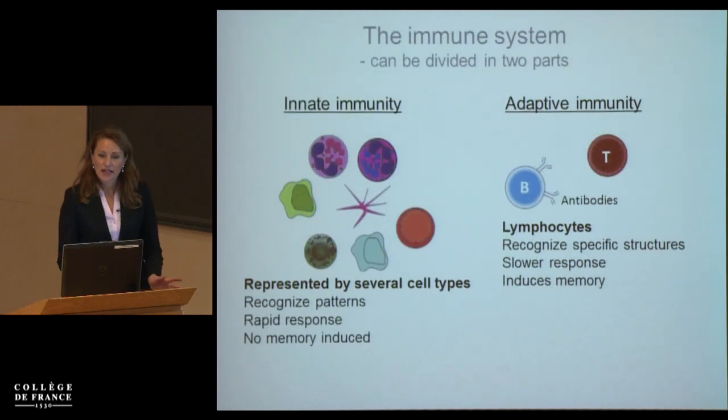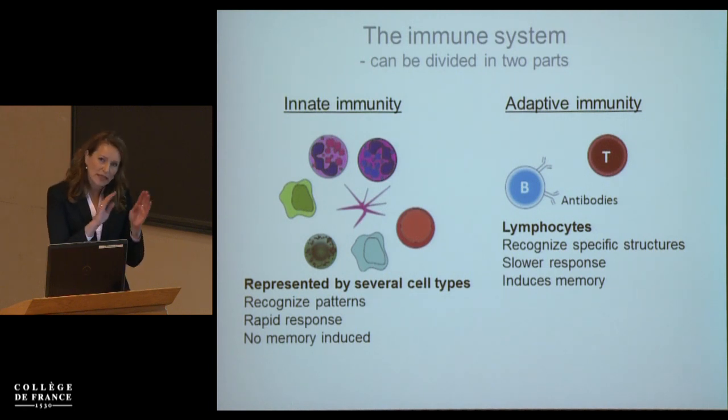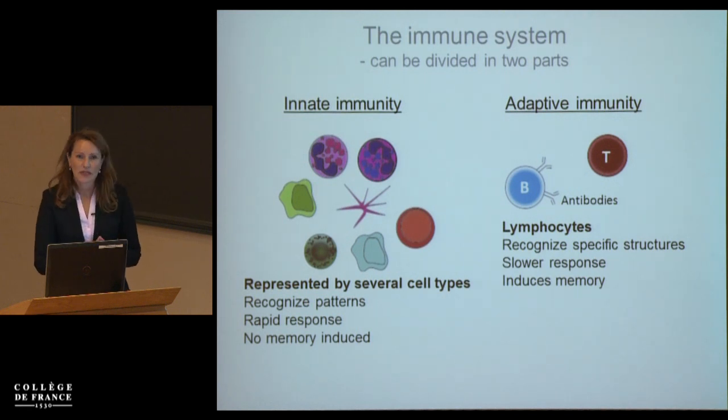The immune system can be divided in two parts. You have the innate immunity and you have the adaptive immunity. And the innate immunity is represented by several cell types. They recognize microbes through patterns on these microbes. This recognition is not so specific, but they recognize this kind of patterns. But what is really good with this innate immune response is that it's very rapid. It goes within a few hours, and then they are fighting against the bacteria. However, there is no memory induced. That means that if these cells encounter bacteria again, they will respond in the same way, with the same strength.